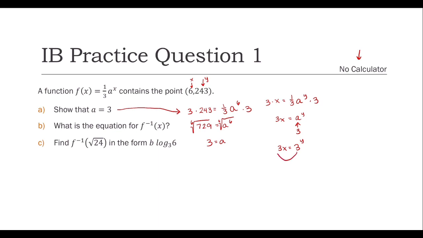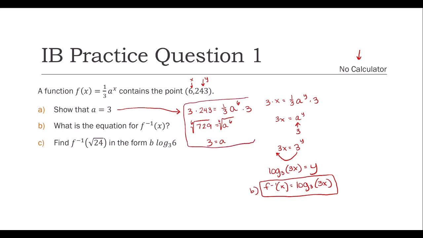We'll take our 3 and make it the base of a logarithm. So we have log base 3 of 3x equals y. So our f inverse of x equals log base 3 of 3x. So there's our solution to part B.